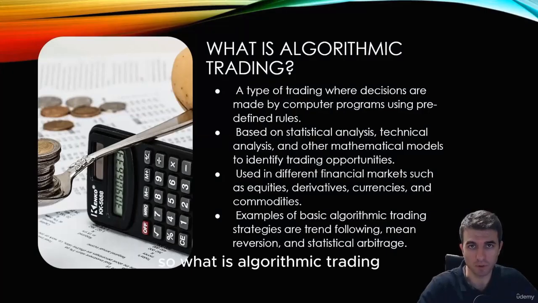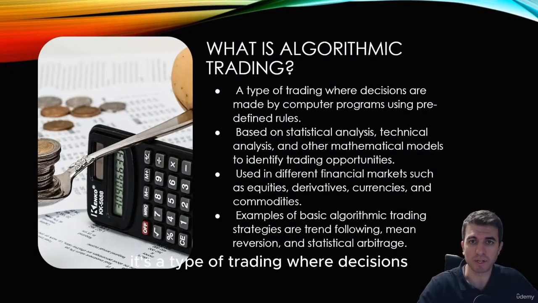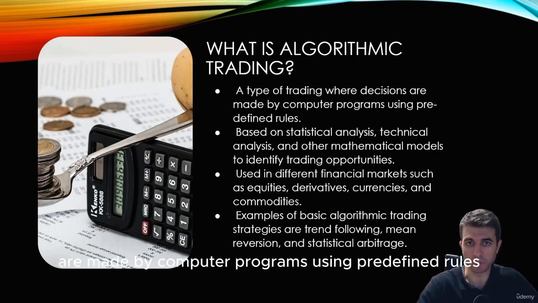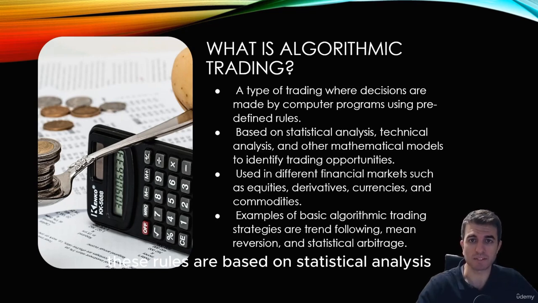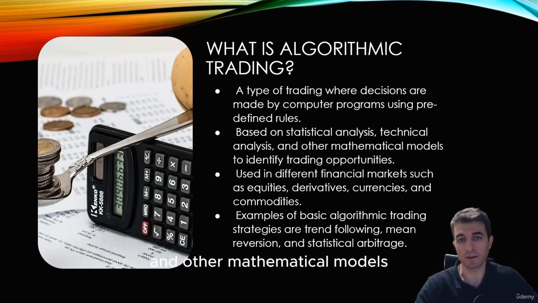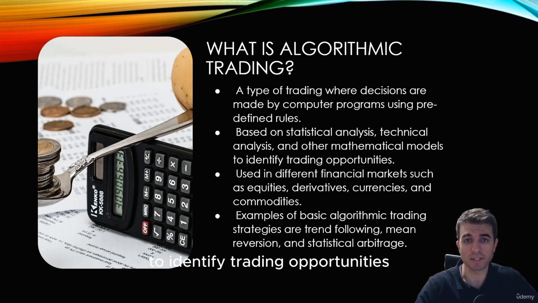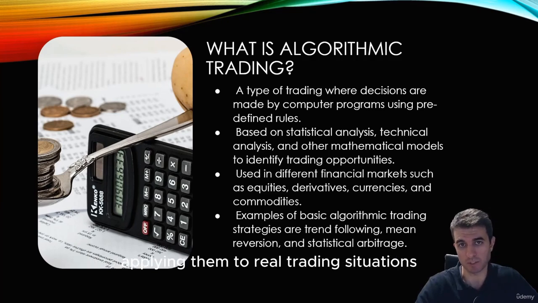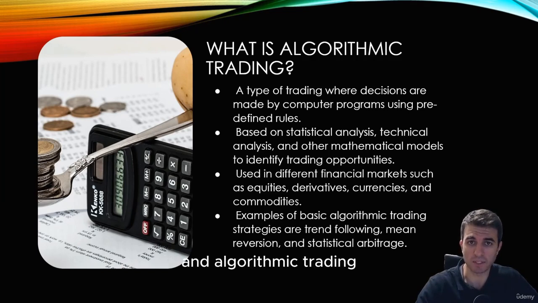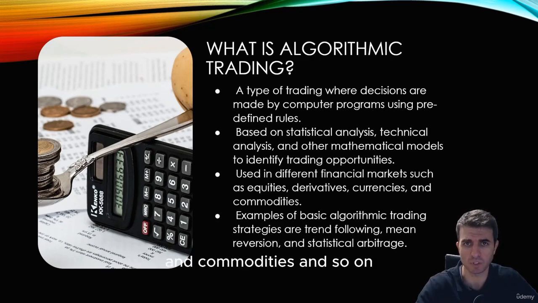So what is algorithmic trading? It's a type of trading where decisions are made by computer programs using predefined rules. These rules are based on statistical analysis, technical analysis, and other mathematical models to identify trading opportunities. Obviously, you would have tested these rules before applying them to real trading situations. And algorithmic trading can be used in different financial markets such as equities, derivatives, forex, currencies, and commodities, and so on. So there are no restrictions from this point.